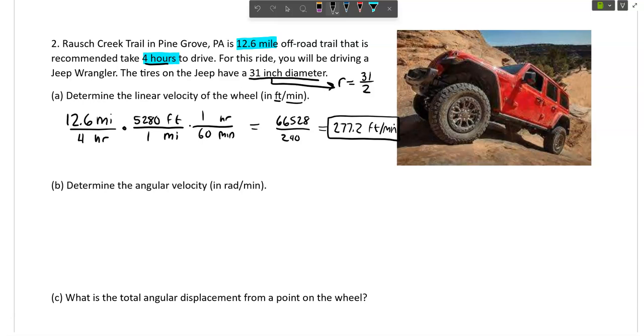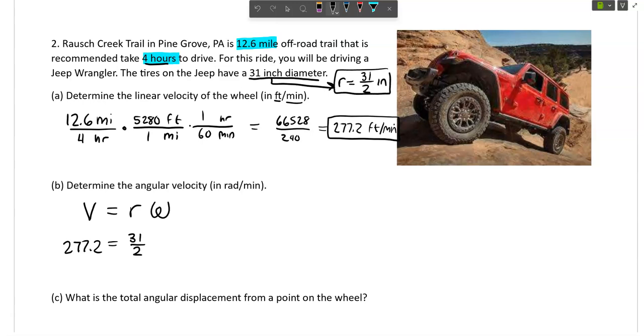All right, the next question is we want to determine the angular velocity. Now, because we already know our linear velocity as well as the radius of the tire, I'm kind of feeling like the formula I want to use here is V equals R times omega. Okay, which is our W. If I call it W, that's what I mean. So we already know V because V is just the 277.2. Our radius is 31/2, but we've got to pause this for a moment because that's actually not what I want to put in here. And here's why.